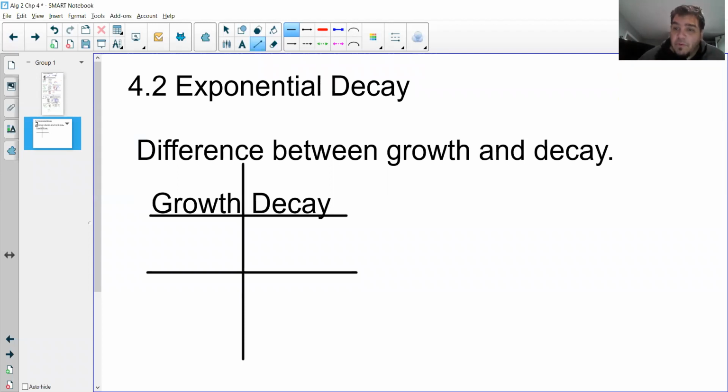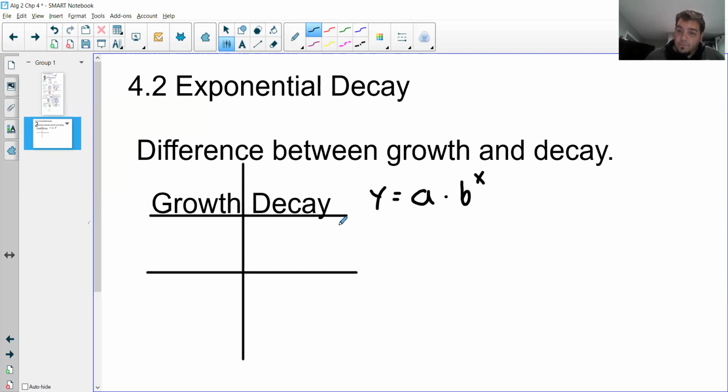So the two ways are different. Now, you could put this down. The generic exponential growth function is y equals a times b to the x power, okay? For any growth, b is greater than 1.